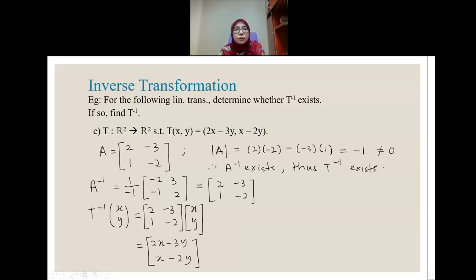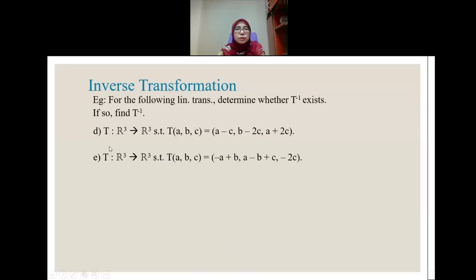Therefore, find A inverse using the formula for the inverse of a 2 by 2 matrix. You get this. After that, apply the relation between T inverse and A inverse. T inverse of vector X, where X is x, y, equals A inverse multiplied with vector X. Then multiply these two matrices, and you get this end result. This is the matrix for T inverse.